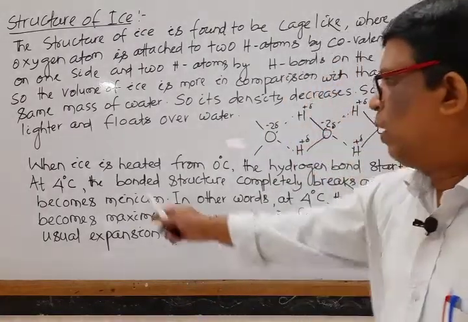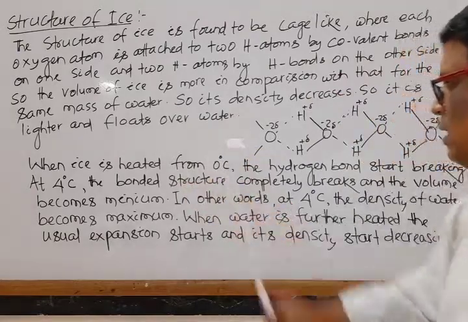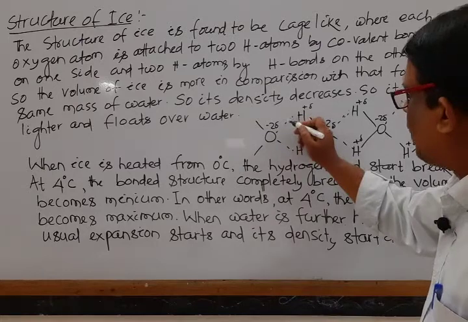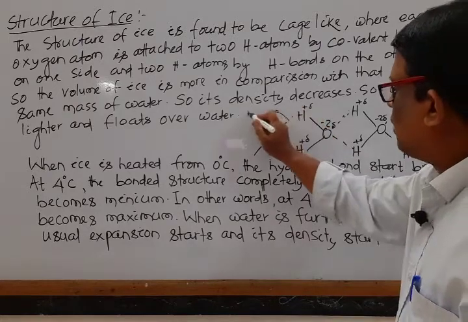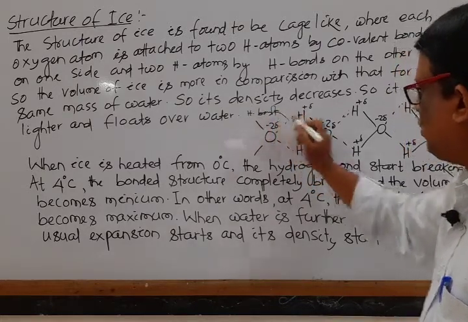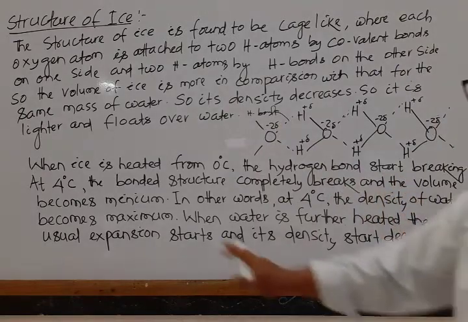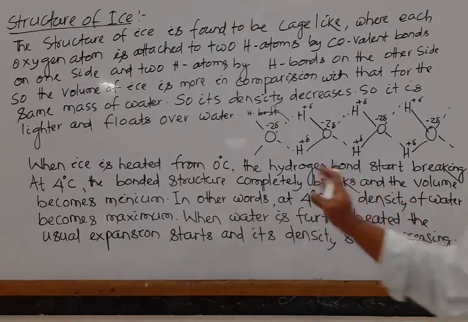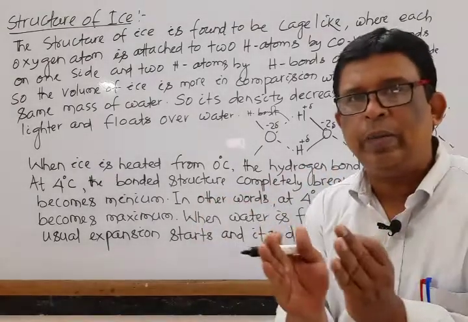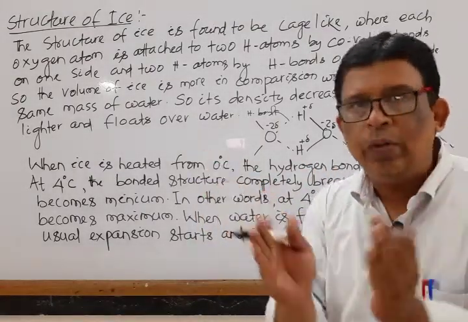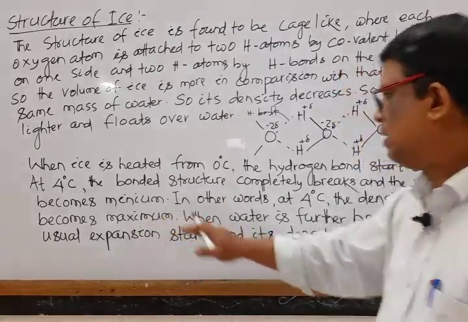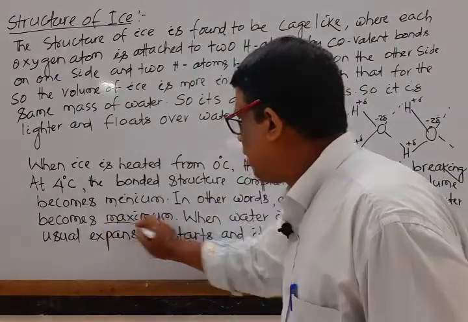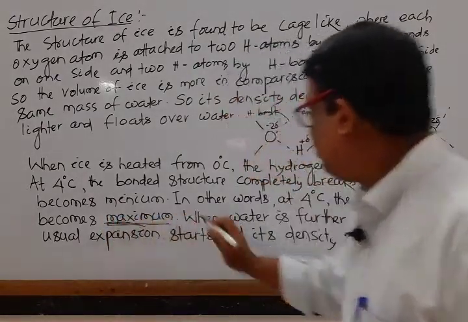Mark that. When ice is heated from 0 degrees centigrade, this hydrogen bond starts breaking, and at 4 degrees centigrade the bonded structure completely breaks down. As a result, the volume becomes minimum. Volume decreases means density increases. In other words, at 4 degrees centigrade, the density of water becomes maximum.